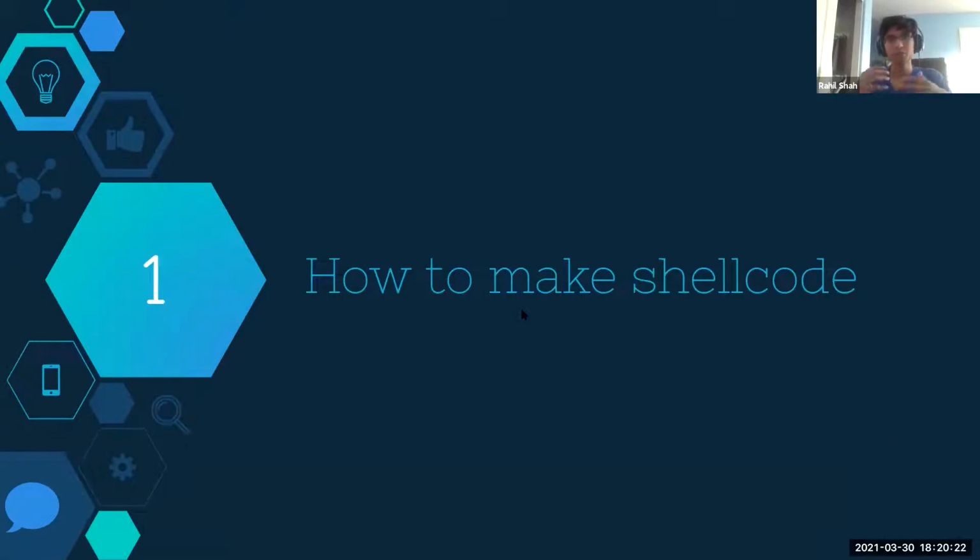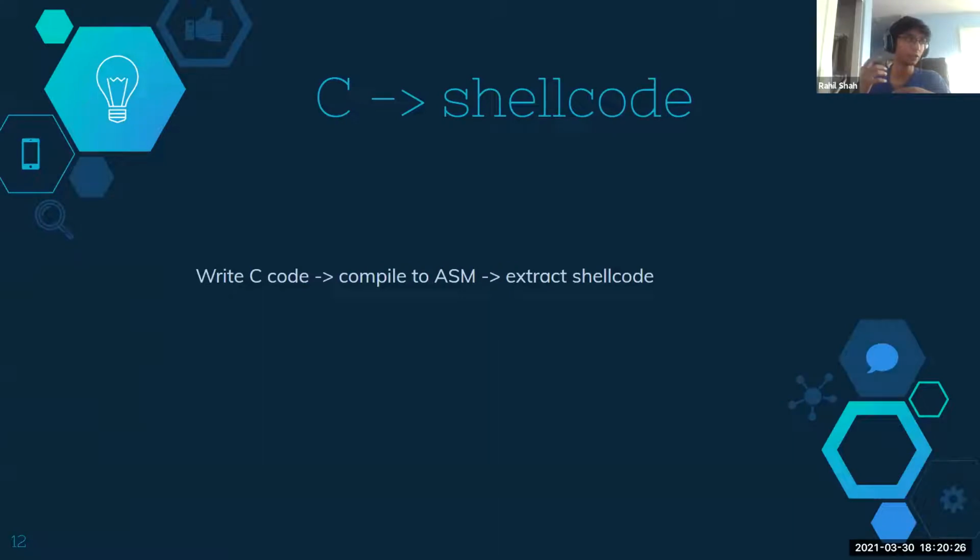Now the question is, how do you make shellcode? There's a couple of different ways of doing this. First, you can write C code, compile it to ASM, and then just extract the shellcode out of it that way. That's one pretty easy way of doing it. But the drawback of this is it won't be using system calls, so that's obnoxious. So you'll have to write the C code with system calls built in, which again, is not the funnest way of doing it.